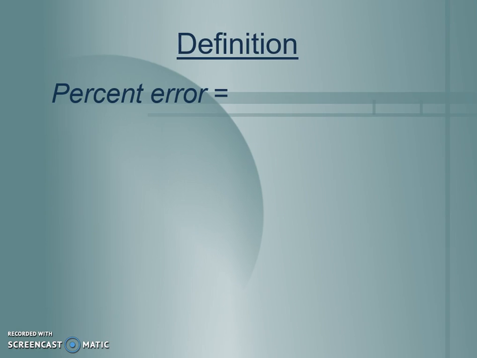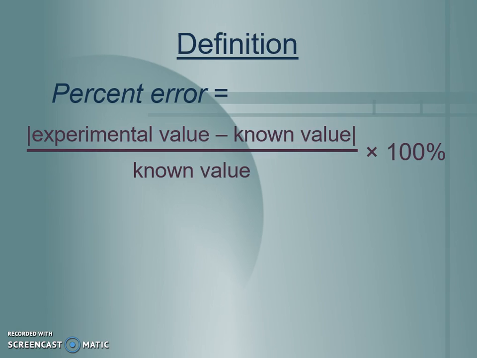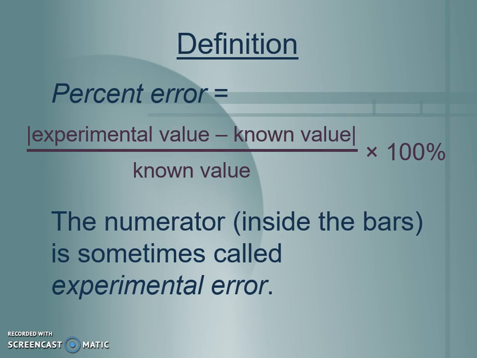So that was percent change. We also need to talk about percent error, and here is the equation for that. It looks big, but it's not too bad, I promise. So we have the absolute value of the experimental value minus the known value, all divided by the known value. And then we multiply it by 100% to turn it into a percent. So the numerator inside the bars is sometimes called the experimental error. So you might want to label that the experimental error. And that's all of this right here. Experimental value minus the known value is the experimental error.